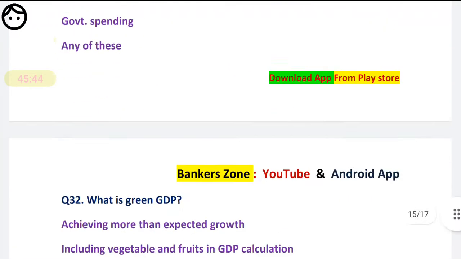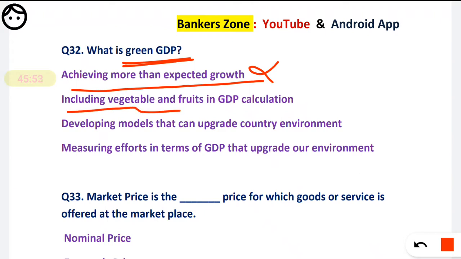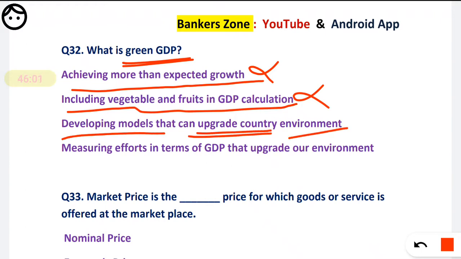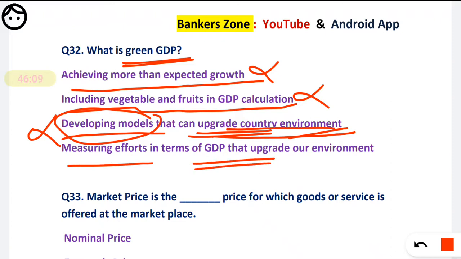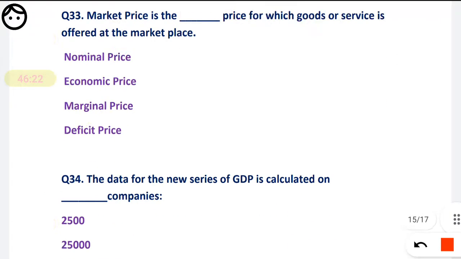Now question number 32, what is a green GDP? Achieving more than expected growth, not. Including vegetables and fruits in the GDP calculation, it is not. Developing models that can upgrade the country's environment, we are not going to develop any model that will upgrade the country's environment. Measuring the efforts in the GDP that upgrade our environment, we will take some efforts in terms of the GDP so that we will upgrade the environment. We are taking the efforts in GDP itself, we are not developing any model. So the fourth option you have to mark as the correct option.